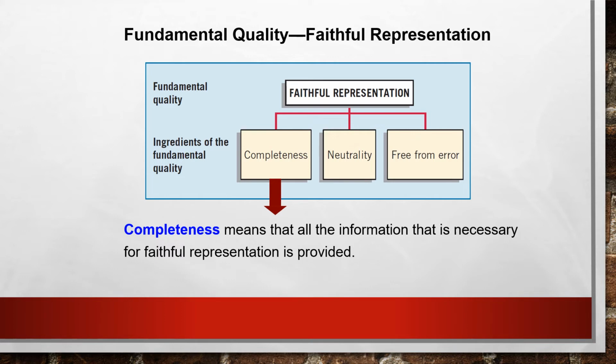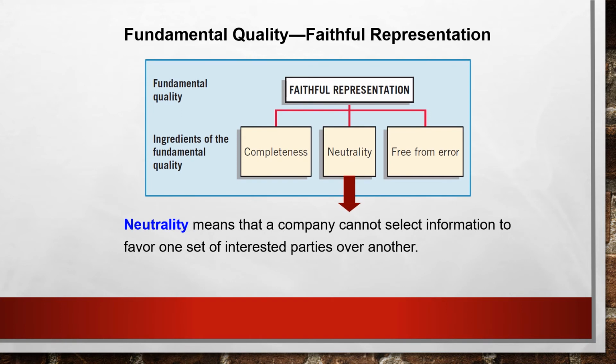Okay, it is really existing, no, yung seller or the buyer rather. Okay, the amount. Okay, the quantity sold. Okay, so that's completeness. Neutrality. So neutrality means that a company cannot select information to favor one set of interested parties over another. So example is you want to present the financial information as very appealing to the owners. Okay, very appealing to the owners that so and so, so and so.